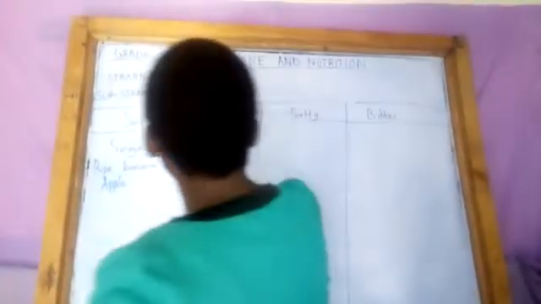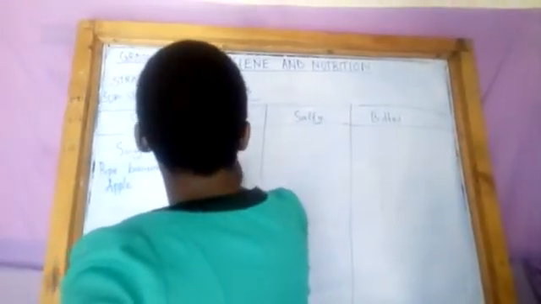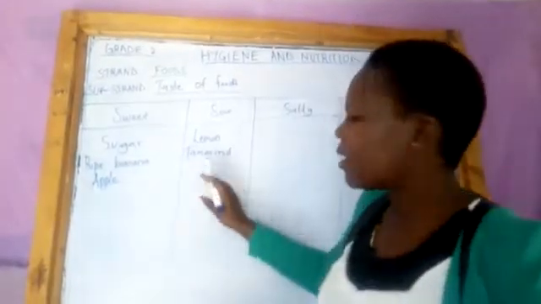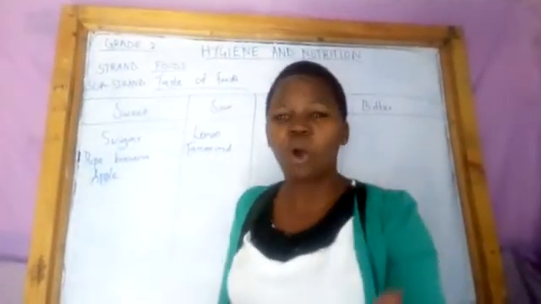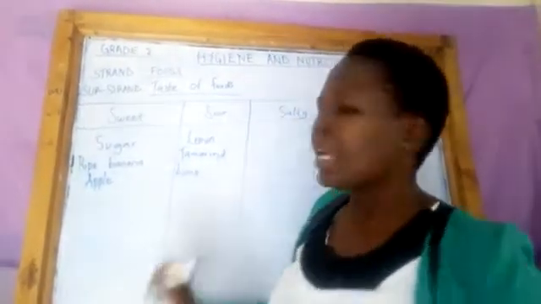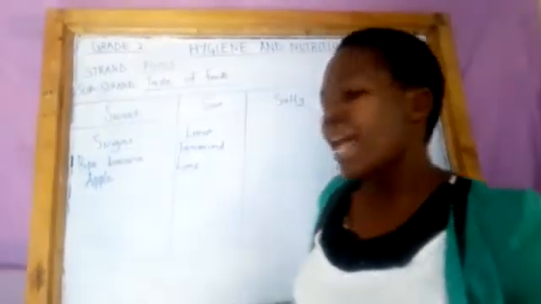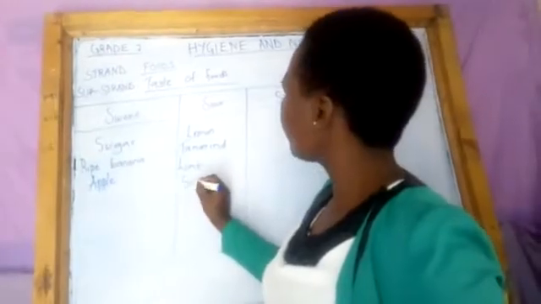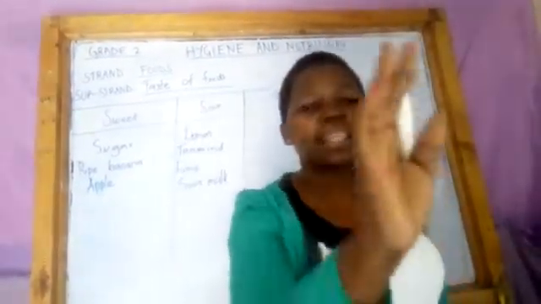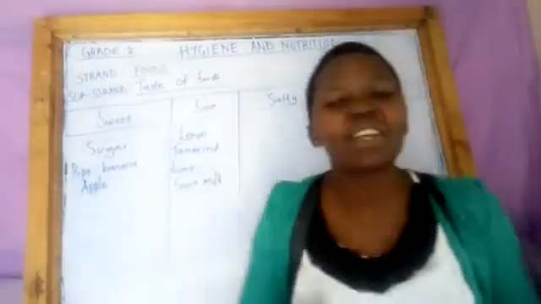We have tamarind. I know some of you have never tasted this. Ask your parents to buy for you tamarind so that you can taste it. It is sour. And then number 3, we have lime juice. Lime tastes sour. And then we have sour milk. This one tastes sour.